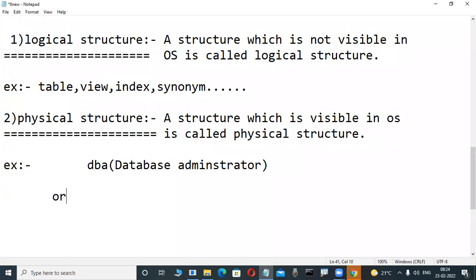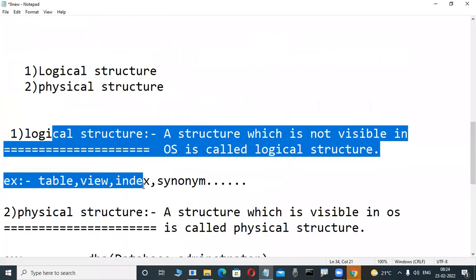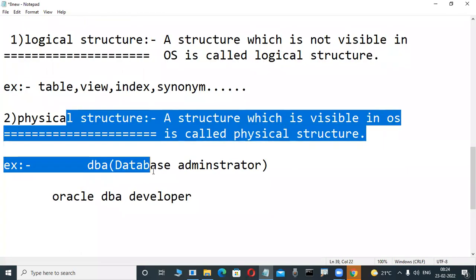Suppose you want Oracle DBA jobs. Okay, fine. You are a RAC developer, Oracle DBA developer. These type of developers learn an Oracle DBA course. Suppose MySQL DBA developer means MySQL DBA course. Again, SQL Server DBA course. But our course is logical structure.